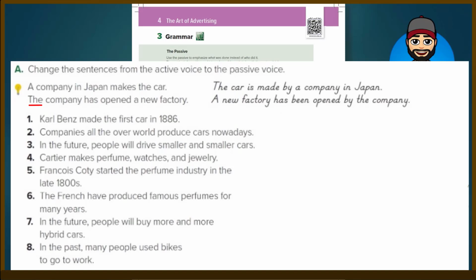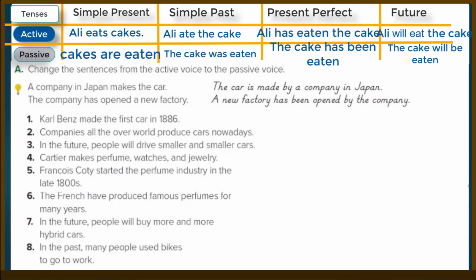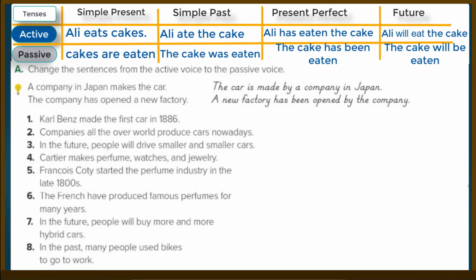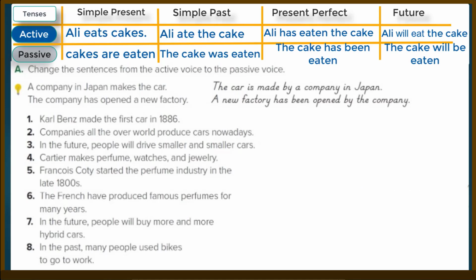Example 2. The company has opened a new factory. A new factory has been opened by the company. We have the chart for the active and passive. لدينا جدول المبني المعلوم والمبني للمجهول. So, number 1, Carl Benz made the first car in 1886. Where do you think this one goes with? مع من تذهب هذه الجملة؟ You have Carl Benz made the first car.